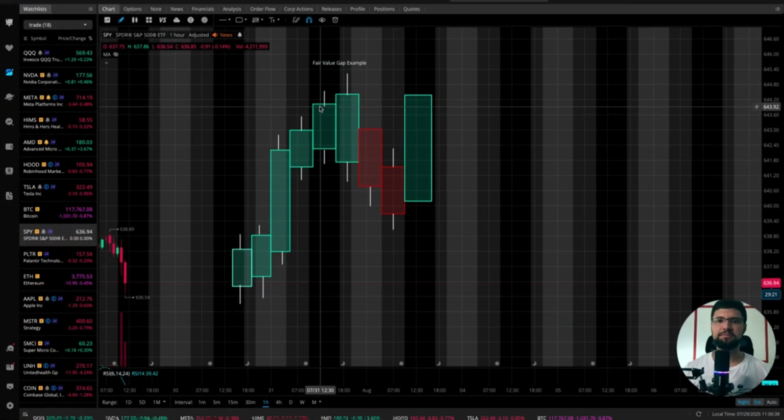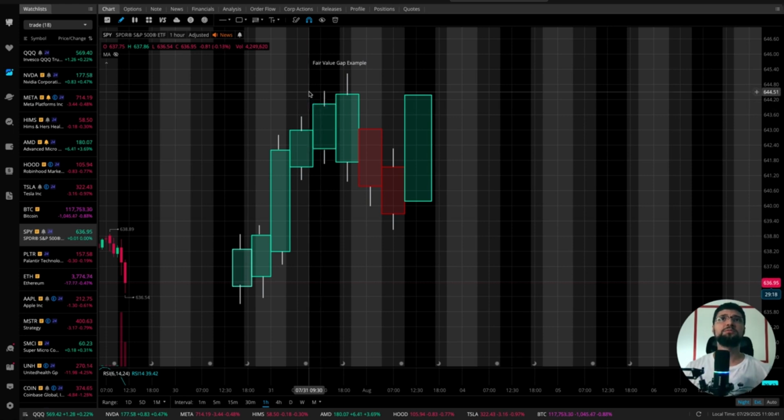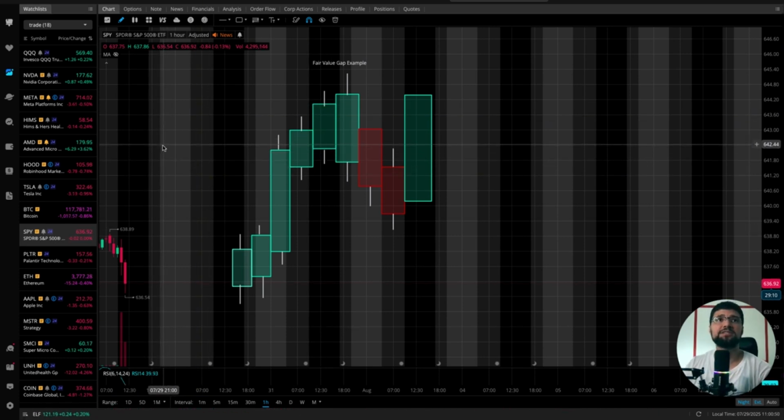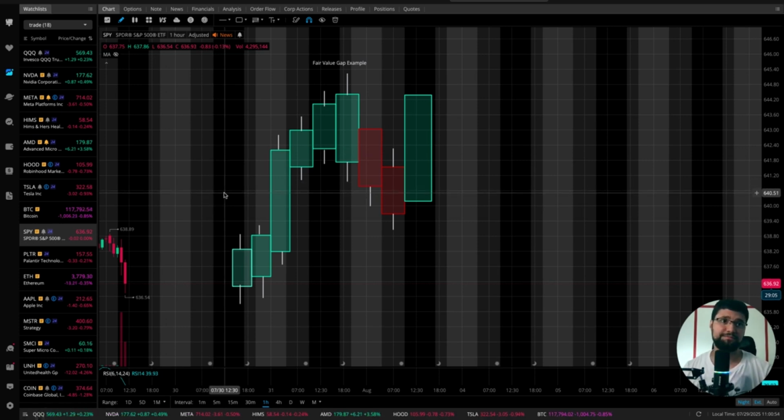Today, I want to show an example of a fair value gap. It is one of these tools I use to trade intraday to make some money. If you don't know me, I'm trading on Webull every day, trading to try to make some extra money. I've been successful so far. I've been doing this for over 8 years now. So this is something on and off.